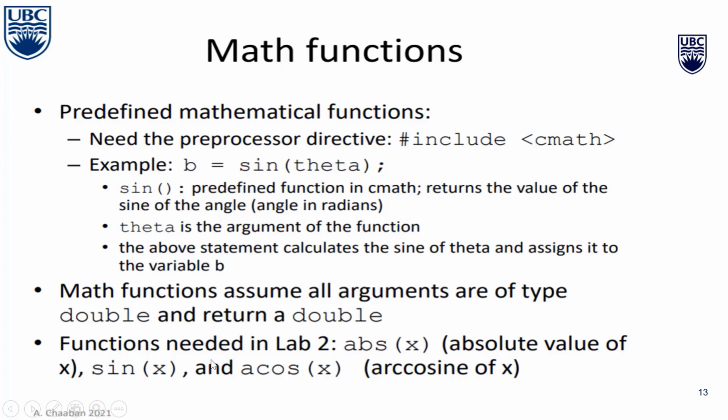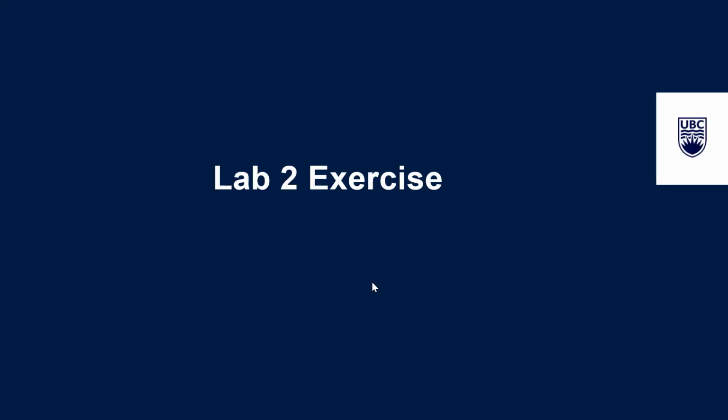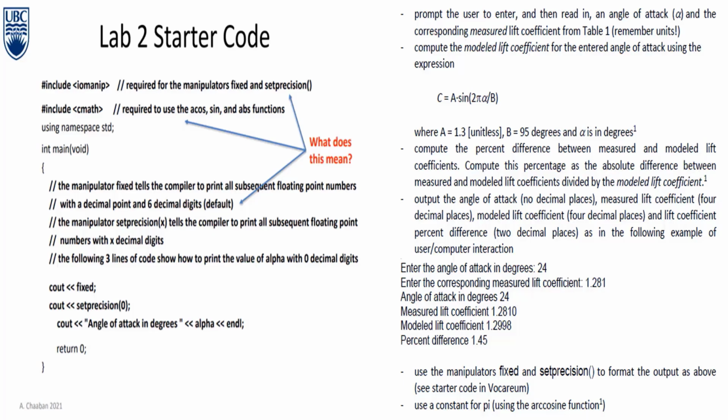Okay, so we will need these functions and this preprocessor directive in our lab too, as during your lab exercise you will need to calculate the absolute value of one variable. So in order to be able to use the absolute function, you must write #include cmath at the top of your code. Also, you will use the sine function, and the arccosine, or inverse cosine, in your lab exercise. Now I will introduce what is required from you in the lab 2 exercise.